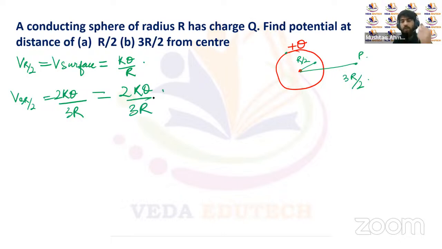So at an inside point, the potential will be the same as on the surface if this is a conducting sphere, because the charge will reside on the surface of the sphere. If a non-conducting sphere is there, then the charge distribution will be different. Total potential inside the sphere will be different than at the surface, right?